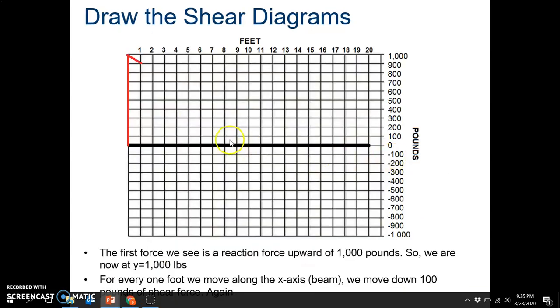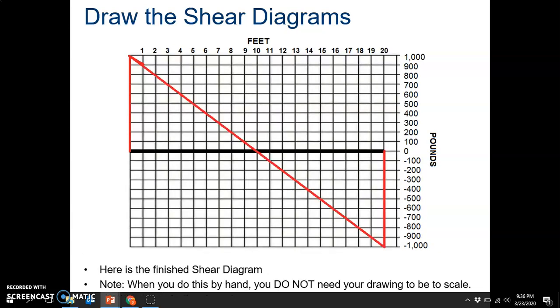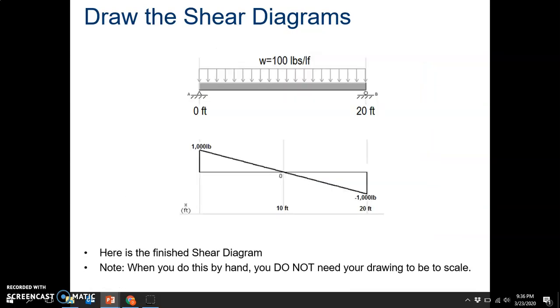So here is your beam right here. And the first force that you would see is an upward force of 1,000 pounds at the reaction. So now we are at y equals 1,000. And for every 1 foot we move along the x-axis or the beam, we move down 100 pounds of shear force. So we go over 1, down 100, over 1, down 100, over 1, down 100. And we keep doing that. And this drawing is to scale. And we see that when we get over here at x equals 20 feet, we are at negative 1,000. And then the reactionary force would bring you right back. And here's your finished product.